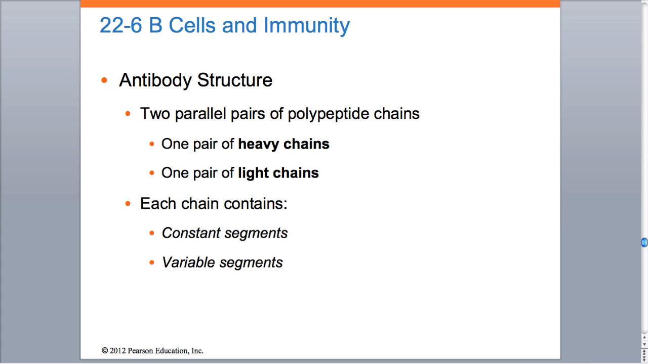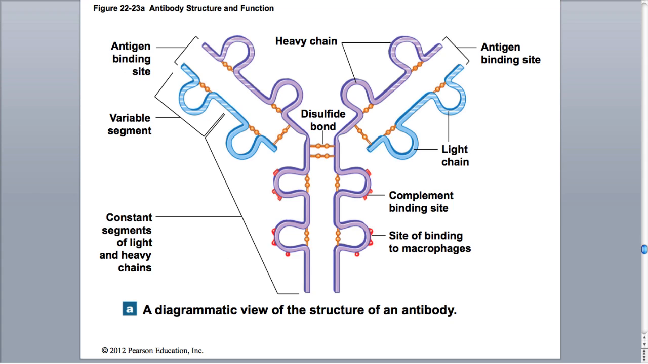So here's the picture that goes with this slide. Now, here's your typical antibody. You have the heavy chain and you have the light chain. So heavy chain, light chain. You have a variable region.